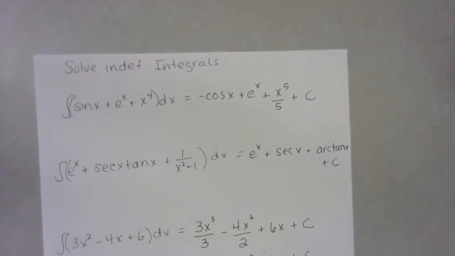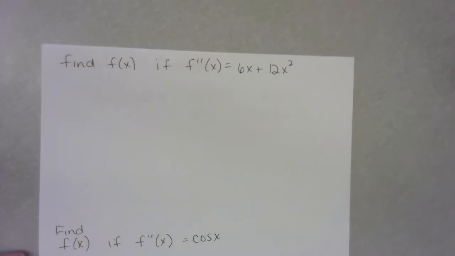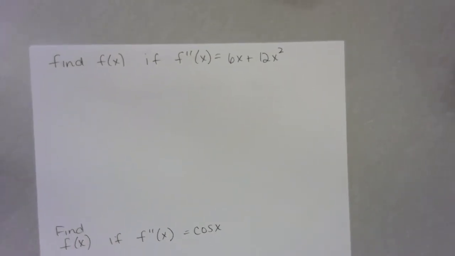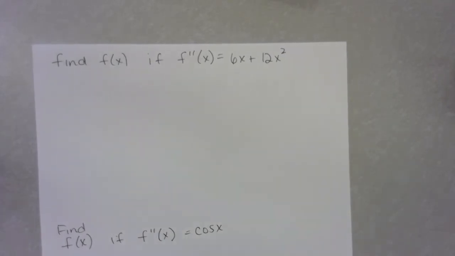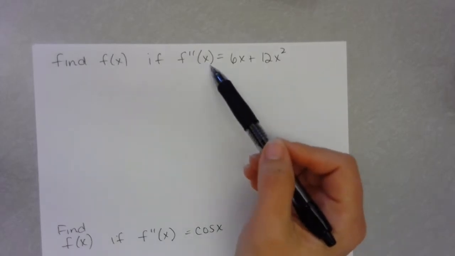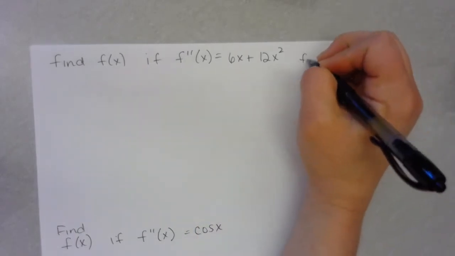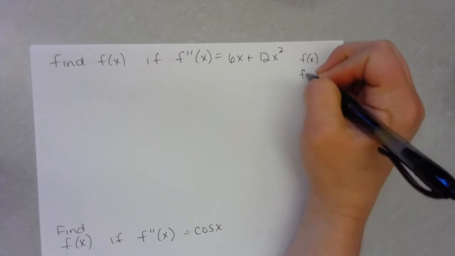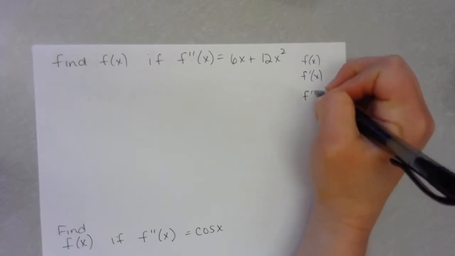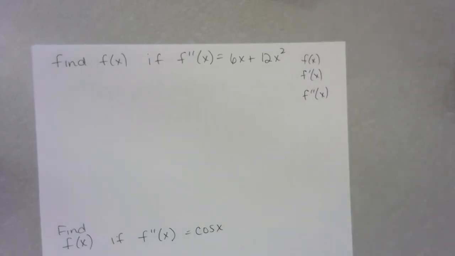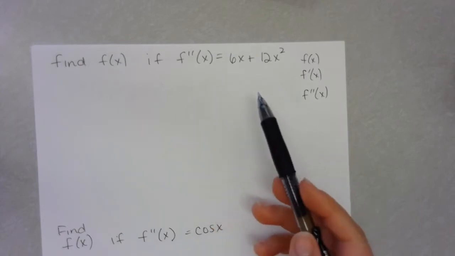Okay, so what if we want to find f, but we're given f double prime? Remember that the antiderivative is essentially the inverse of the derivative. So if I want to find f, I'm going to have to go backwards. Remember, it's f of x, then we do the derivative and we get f prime of x, and then we get f double prime of x. So I'm going to need to go backwards twice.